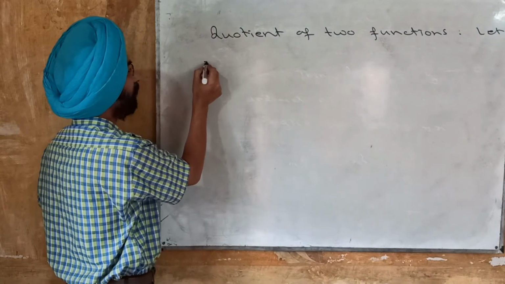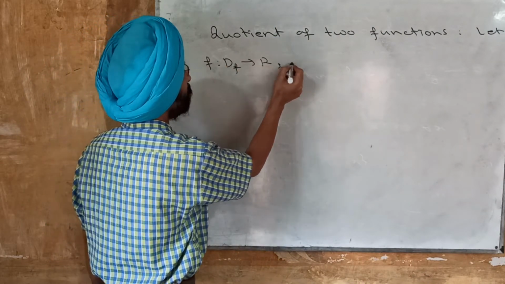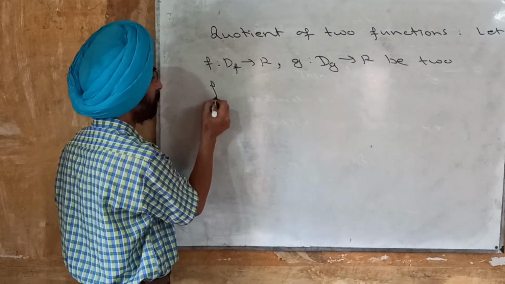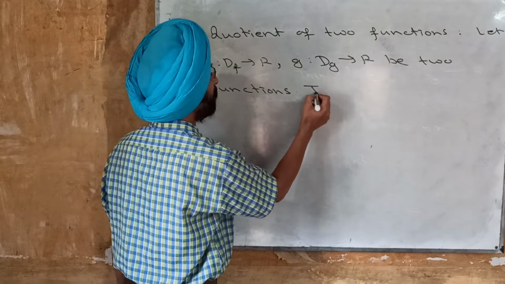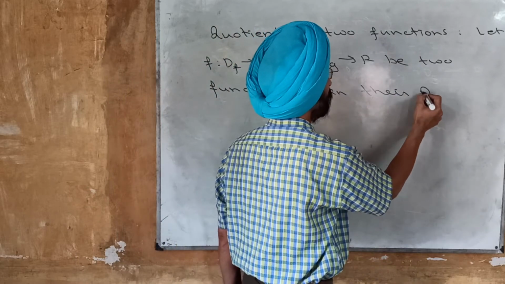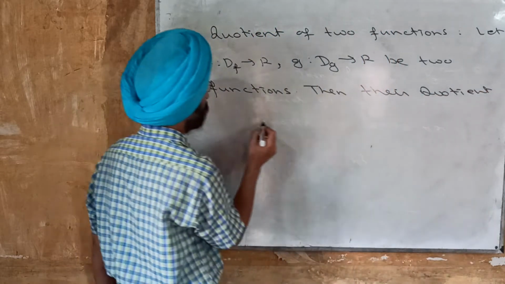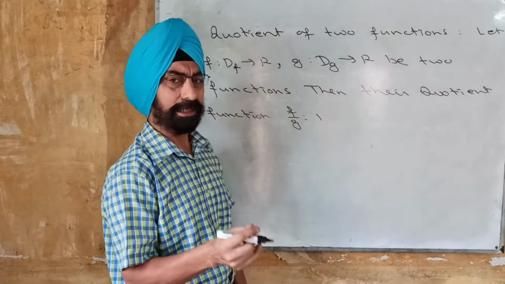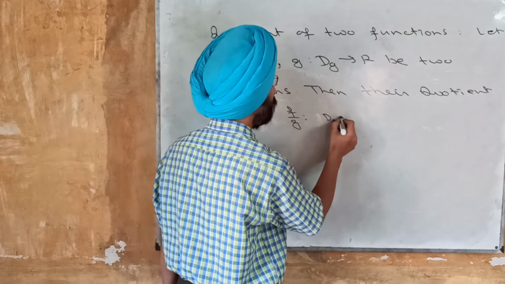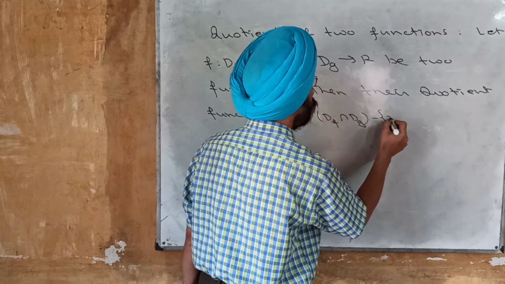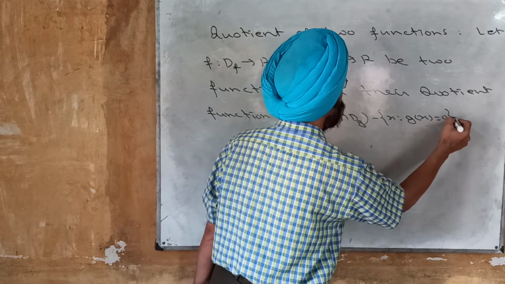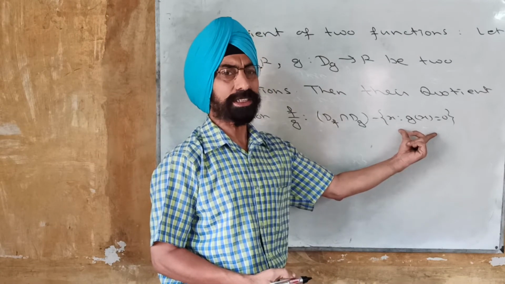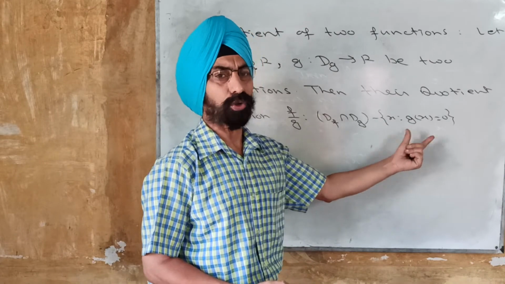Let f from Df to R, g from Dg to R be two functions, then their quotient function f upon g. Once again, the domain is a little bit changed. The domain is Df intersection Dg minus all those x where g(x) becomes 0. So that means now the intersection is there, but some more points are deleted, and these are those points where the denominator portion becomes 0 because it will create problem.